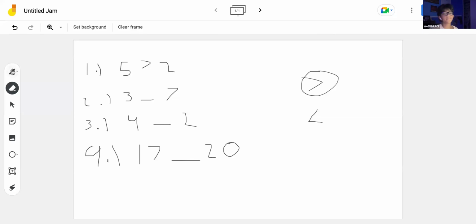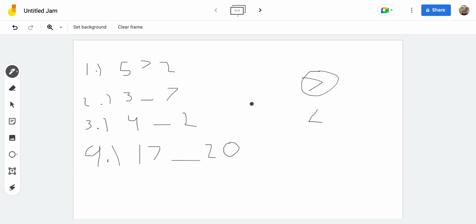Okay, so what would this be? Number 2. 3 is what then 7? Which is greater, which is smaller? 3 and 7, which is the greater number, the bigger number? 7. So you have to put the sign this way.